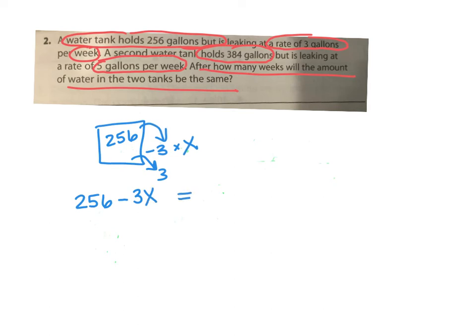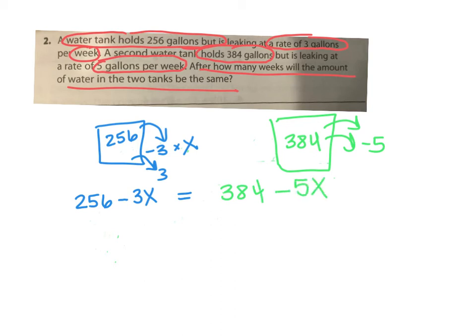Over here, we have a bigger tank. It's holding 384 gallons, but losing 5 each week. So we have positive 384 in there, but losing 5 gallons for each week. There's our set of equations translated from English into Math-ese. When are they going to be the same? Let's do the calculations. Choices: I can move this there, I could go 4 different ways, really.